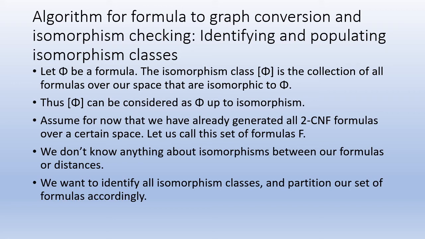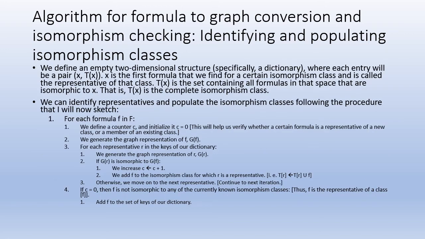Even though we have already generated them, we don't know anything about isomorphisms between them or the distances between them. We want to identify all isomorphism classes in this space and partition our set of formulas accordingly. In order to identify all isomorphism classes and correctly populate them, we define an empty 2-dimensional structure, specifically a dictionary, where each entry will be a pair, x and T of x. X is the first formula that we find for a certain isomorphism class, and we call it the representative of that class.